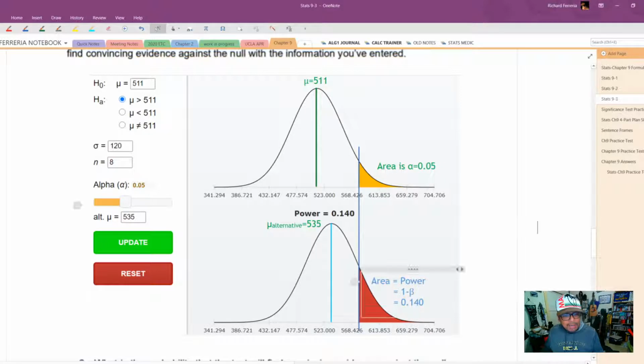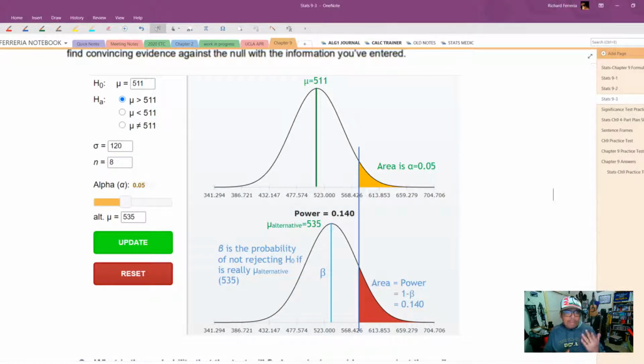Now the other side of this area in white, that's actually beta. The other side of this curve is beta. And beta is the probability of not rejecting the null hypothesis if the mean was really the alternative mean. So there's a lot of little calculations that you need in order to make all of this work. I don't want you to think that they're difficult. They're not difficult, but your head needs to be very flexible in thinking about alternatives and what if.